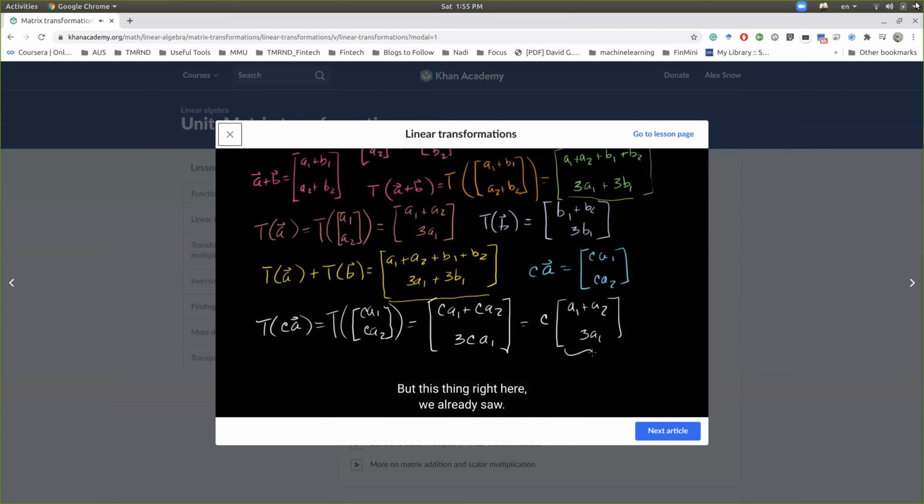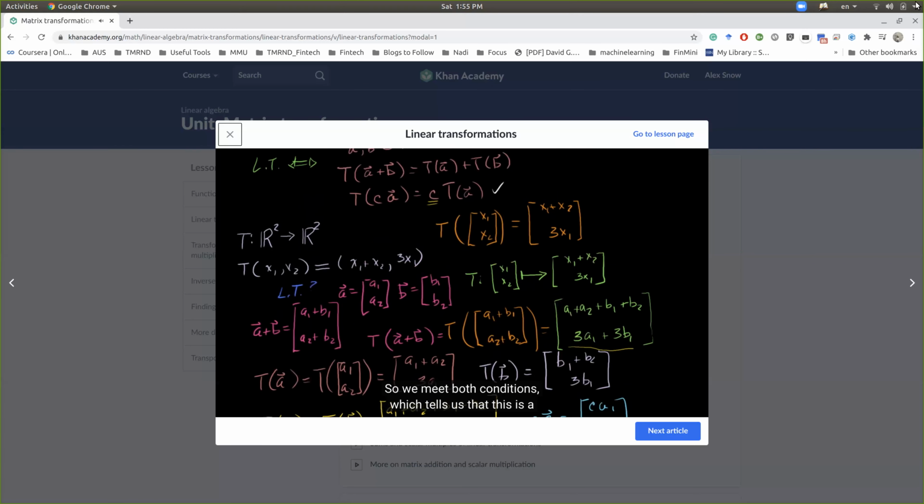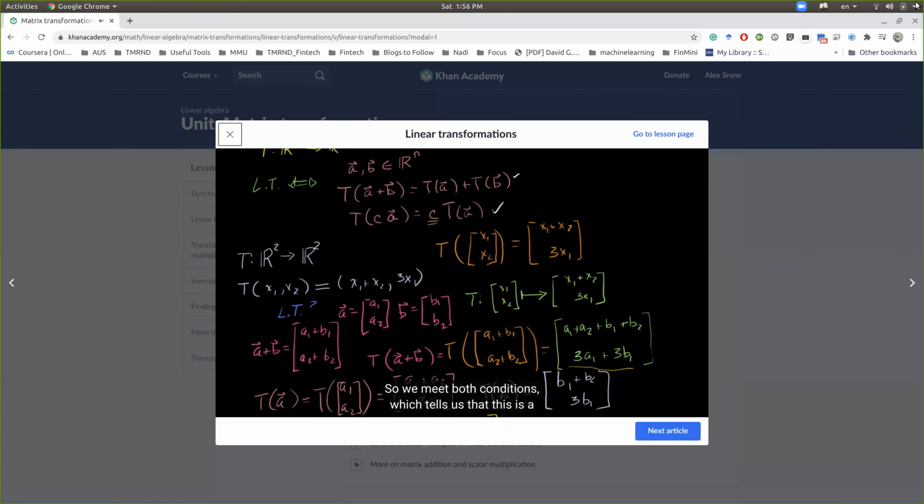But this thing right here, we already saw. This is the same thing as the transformation of A. So just like that, you see that the transformation of C times our vector A, for any vector A in R2, anything in R2 can be represented this way, is the same thing as C times the transformation of A. So we've met our second condition. We meet both conditions, which tells us that this is a linear transformation.